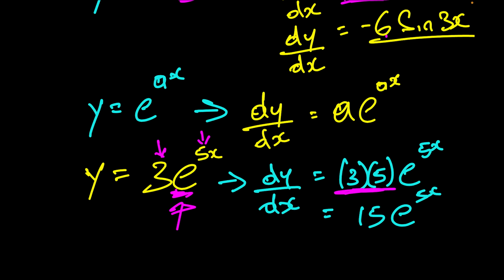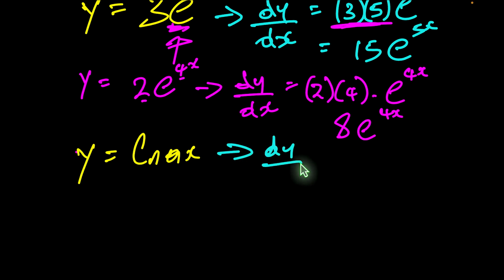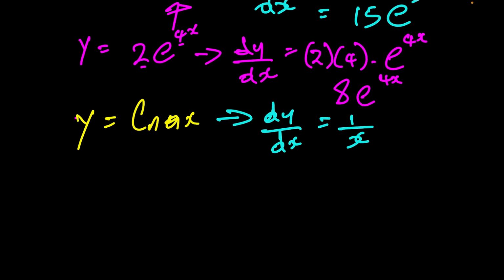So say we have this format, y equals ln, so that's a natural log, ax, and that's equal to dy dx equals 1 over x. So as you can imagine, this one is going to be straightforward. So let's look at an example with this.